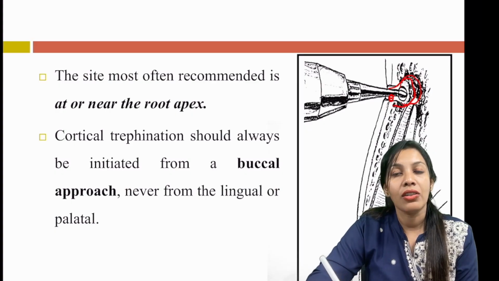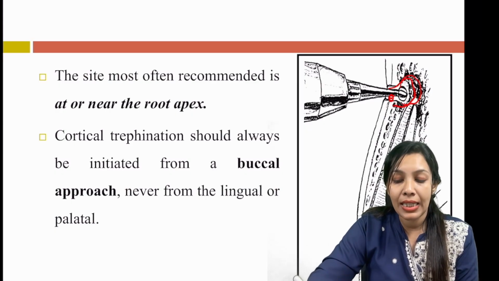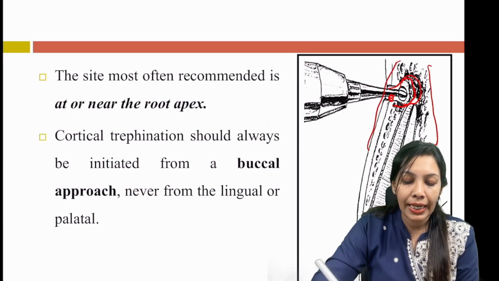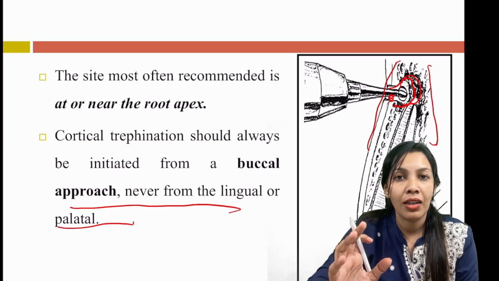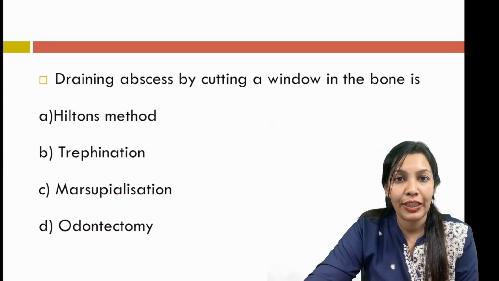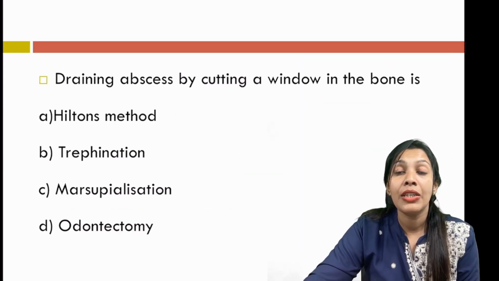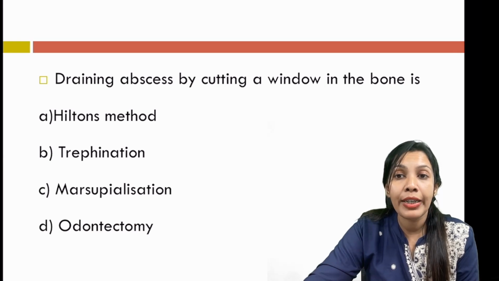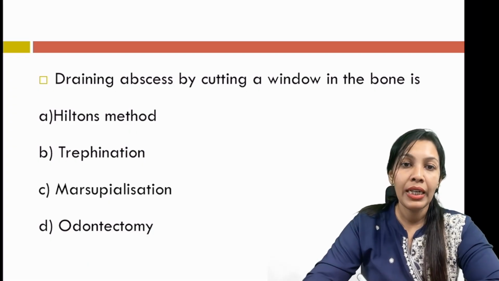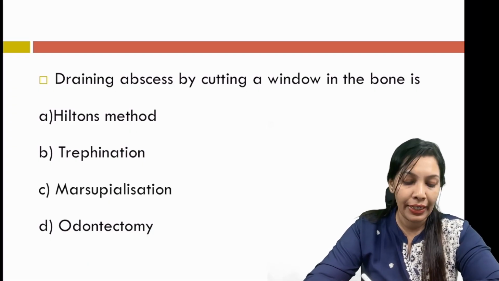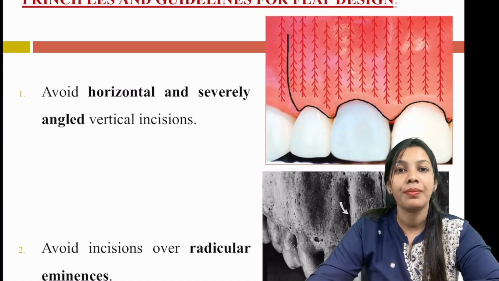Cortical trephination should always be initiated in the buccal plate, not on the lingual plate. So these are the important things that you have to read on the cortical trephination portion. Next question: draining an abscess by cutting a window in the bone, as I said, it is a window or a perforation done on the bone. It is called as what? It is trephination or cortical trephination.